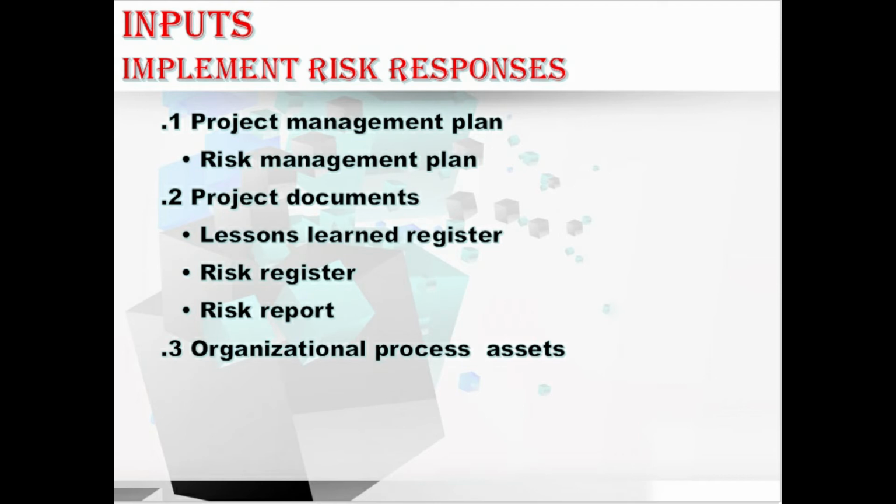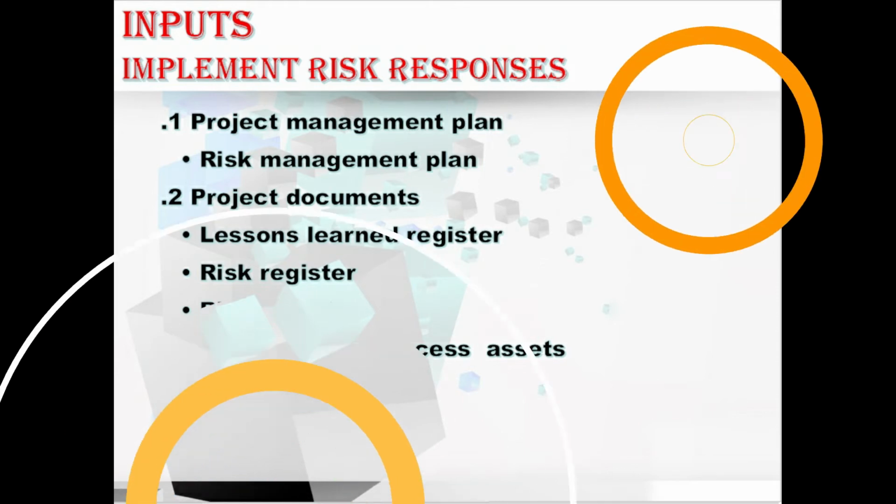Let's move to the next input. We have organizational process assets, which consist of the lessons learned repository from similar completed projects that indicates the effectiveness of particular risk responses. Fine. Hope you understood about all the inputs of implement risk responses. Let's move to the tools and techniques.